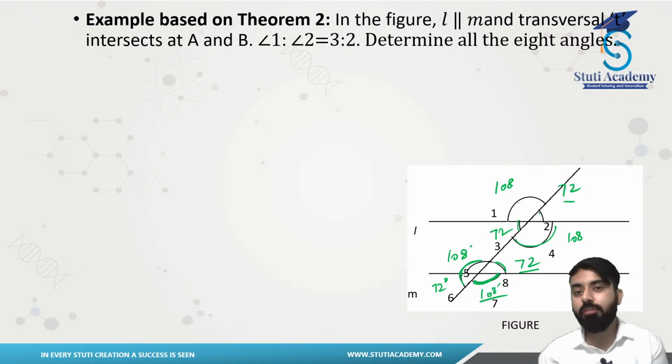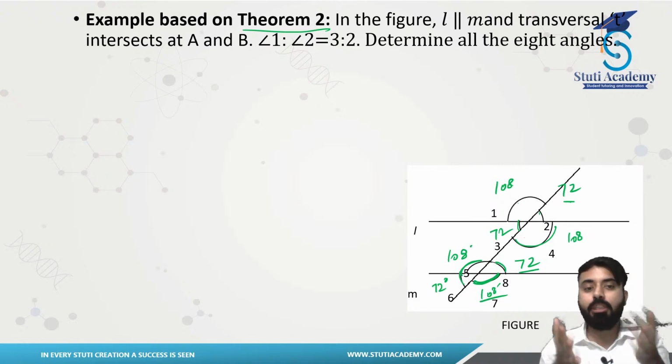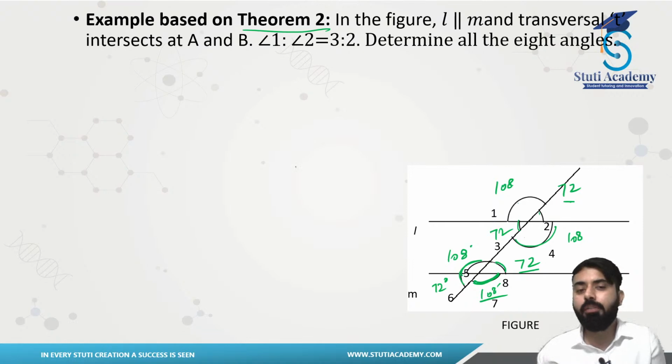But since this question was based on theorem 2, it is better if you are using alternate interior angles, but that does not mean you have to use only that. You can mold the question or use any method, any property, but you have to be sure that the property is correct and totally acceptable there. So you can use any way and do this one.